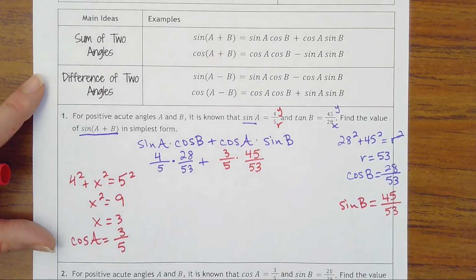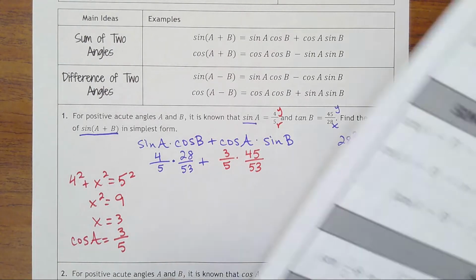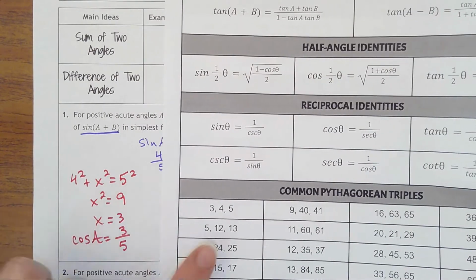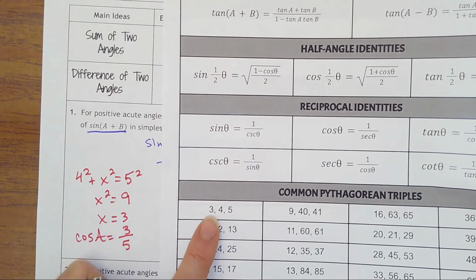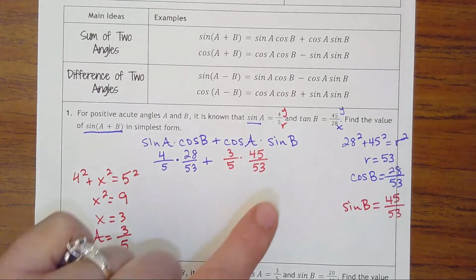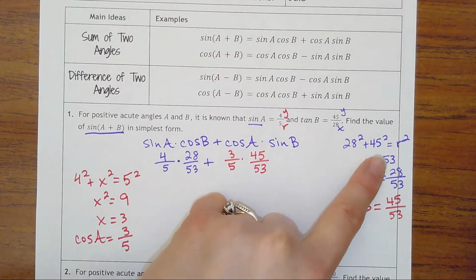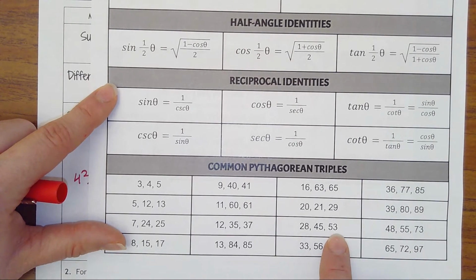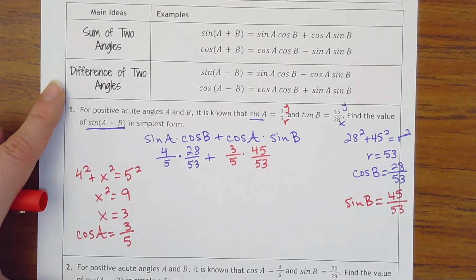I also want to show you that on the little formula sheet I gave you, there are some common Pythagorean triples. The first one you should memorize is the 3, 4, 5. That goes with this one, 5 being the longest, so that's the hypotenuse, and the two shorter ones are the legs. I could use it on this one. 28 and 45 are right here. Those are the legs, so 53 is the hypotenuse. That could speed you up.